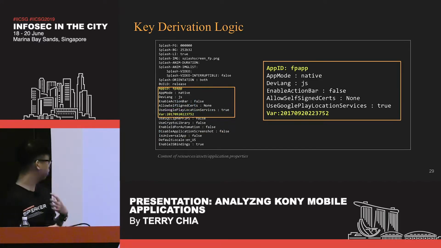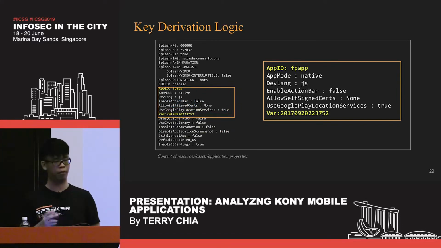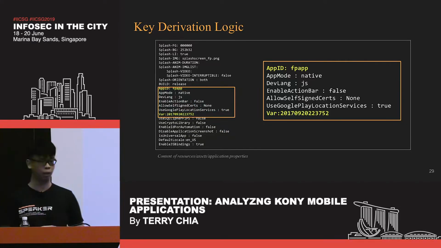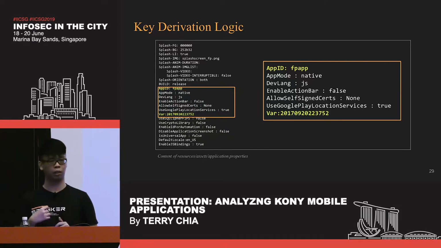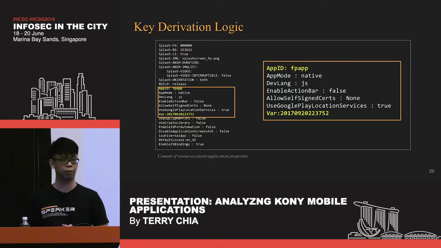So this is an example of the application.properties file. It's a bit small, so I blew up the relevant section. And you'll see that the app ID in this case is fpapp, and the var key contains the Unix timestamp of when the application was built.